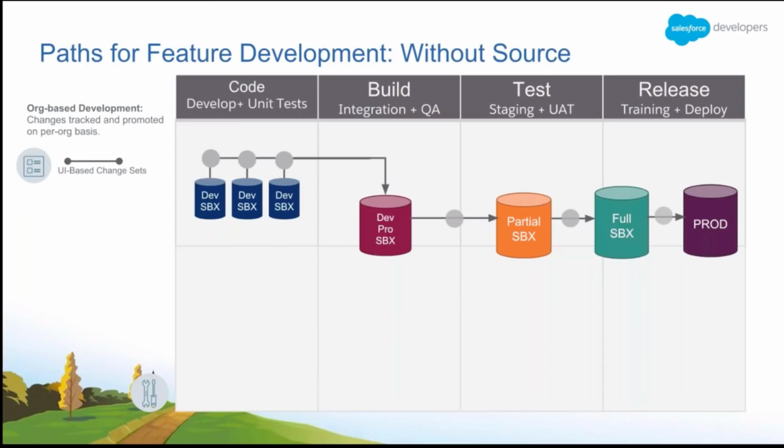Well, let's look at a typical scenario where we're trying to build something. On one end, we have our developer sandboxes. And then as you can see, as we're moving to the right, we're getting into different environments, different sandboxes all the way to production. And here you can see we're moving changes using good old change sets. And as we're going to call them today, UI-based change sets. I go into setup, I click change set, and I start building it. And we can see this is how we're moving stuff between environments.